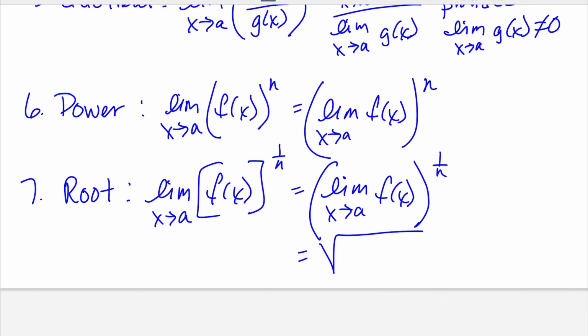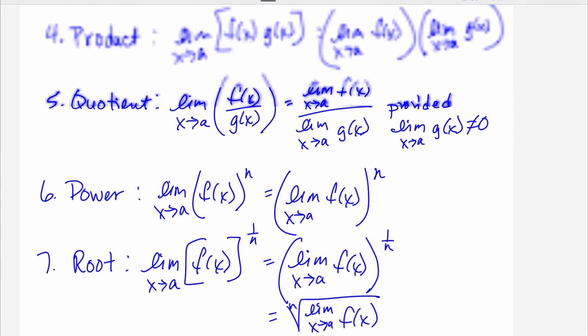You could do the same thing as the nth root here of the limit as x approaches a of f of x. I mean, it's the same thing, right? Taking it to that exponent or putting it underneath the radical, right? Okay, so those are your limit laws.